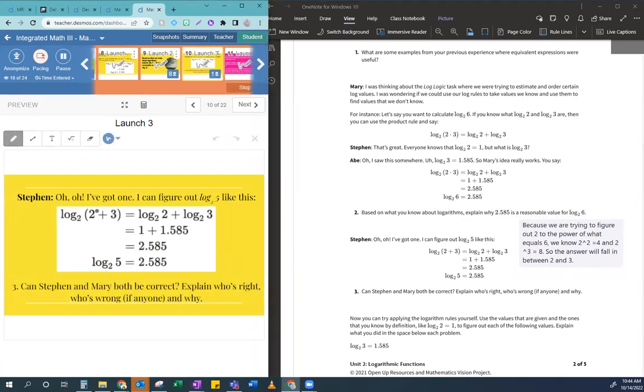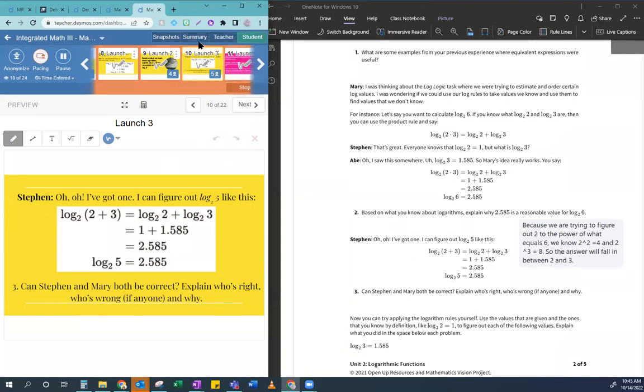Okay, Stephen says, I've got one. I could figure out log base 2 of 5 like this. So log base 2 of 2 plus 3 equals log base 2 of 2 plus log base 2 of 3. Can Stephen and Mary both be correct? Explain who's right and who's wrong, if anyone, and why.